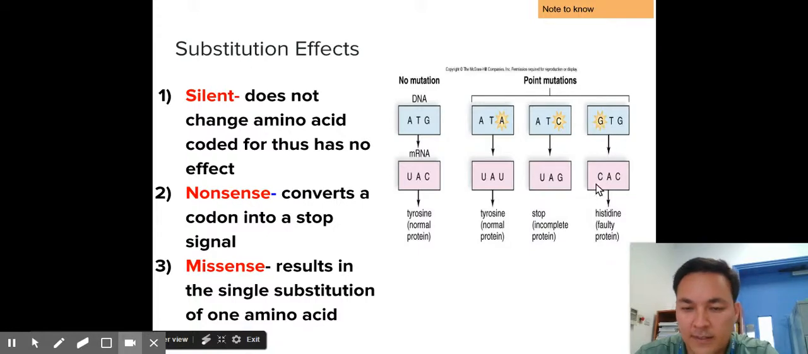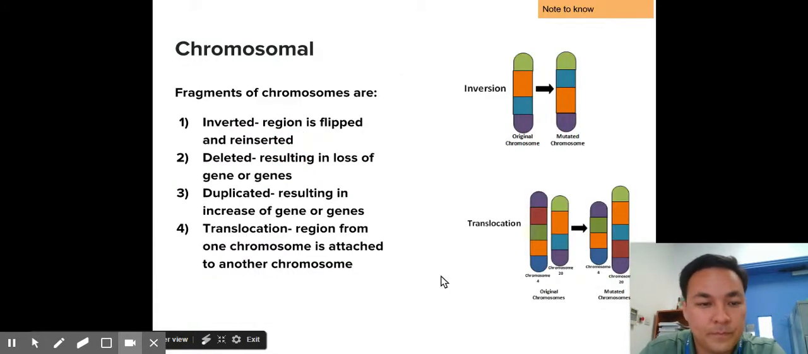Or it could have been a missense. So it's going to change the amino acid. Here the A was mutated to a G, became CAC, and it becomes histidine. So it's the wrong amino acid. If it becomes a non-polar amino acid and one was polar, that could be really bad.